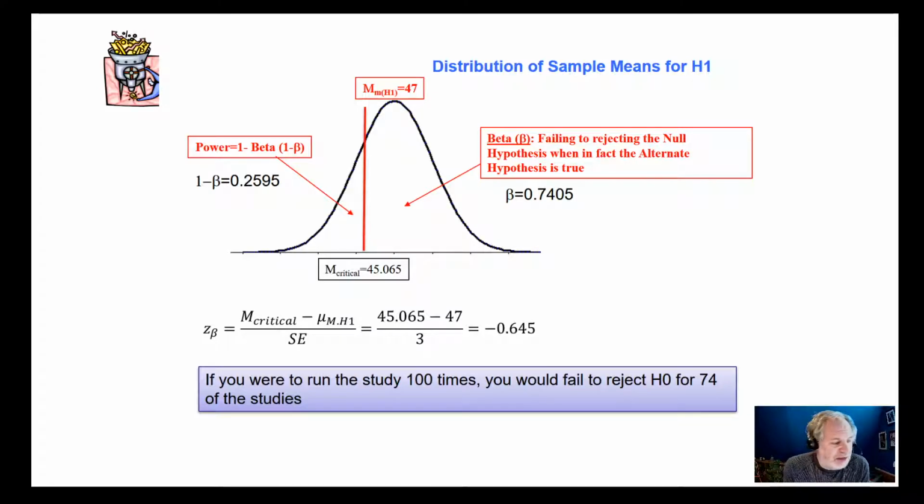The statistical power of my test is if I run my study 100 times, 26 times out of 100 I would correctly reject the null hypothesis. That's actually fairly pathetic, meaning that roughly a quarter of the time I run the study, I'm going to reject the null when I should, right? That's pretty small. And 74% of the time I would fail to reject.